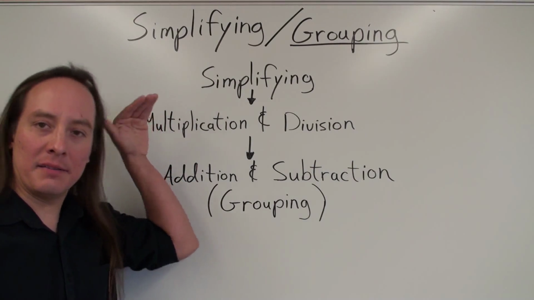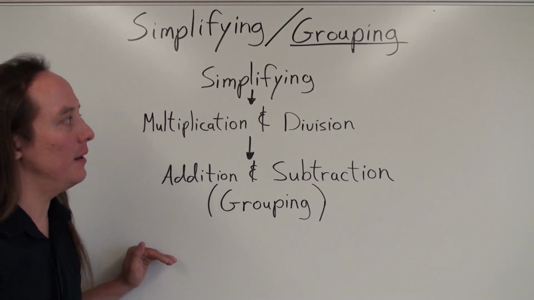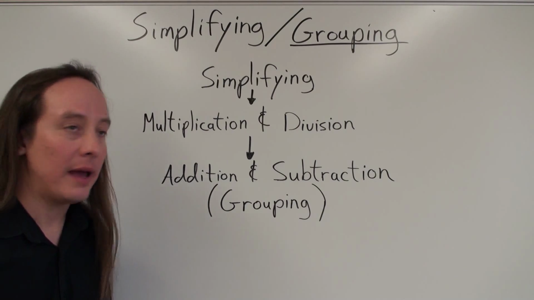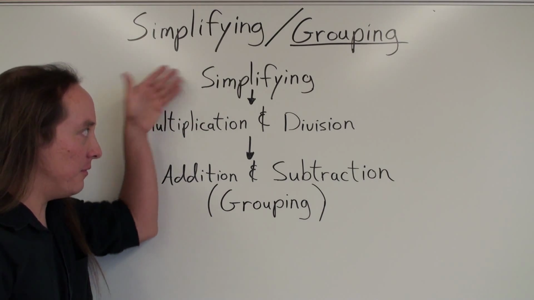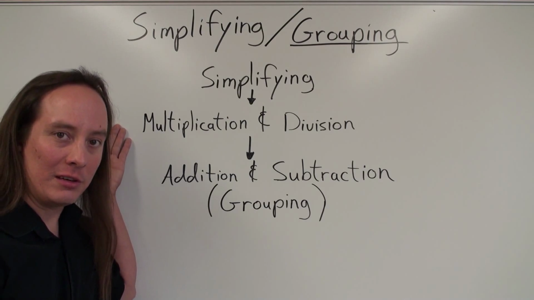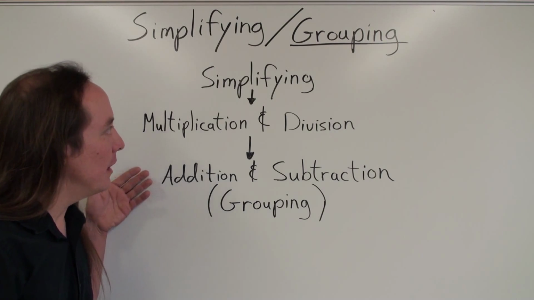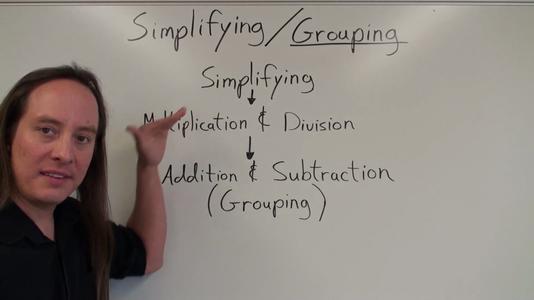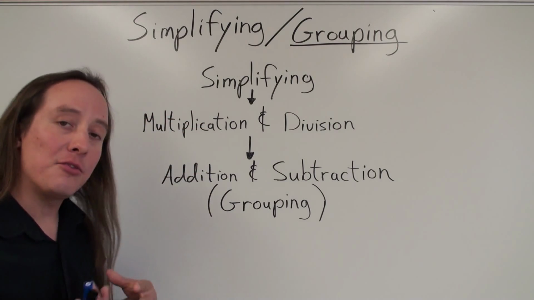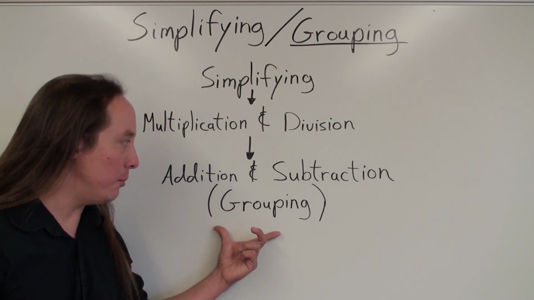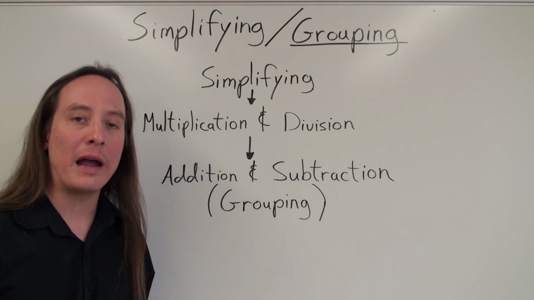So simplifying, like I said, has a couple of things that we have to understand. Some problems will have simplifying, but there'll be multiplication and division that we have to do. And then there'll be addition and subtraction. And it does kind of go in this order, in this descending order. But for us, we're going to start from the bottom. We're going to start with grouping, which is addition and subtraction.